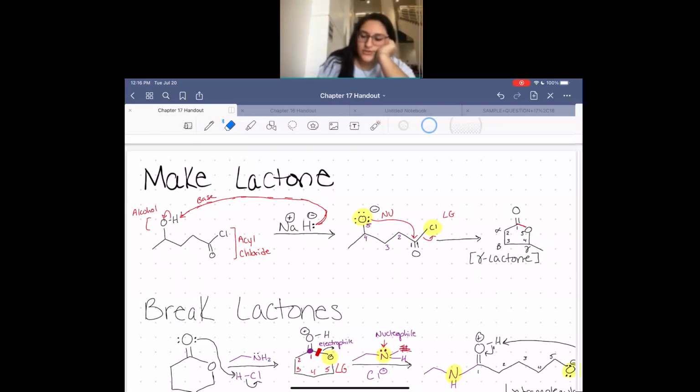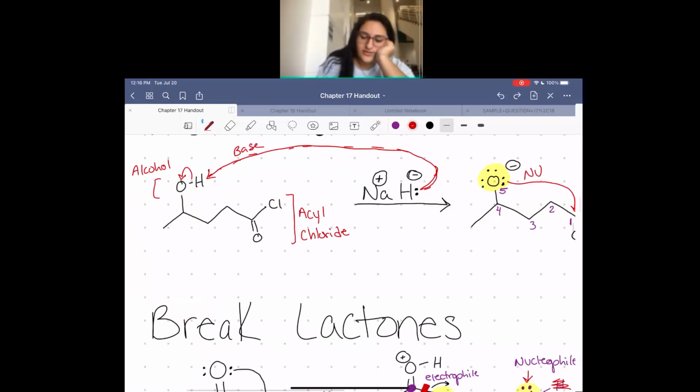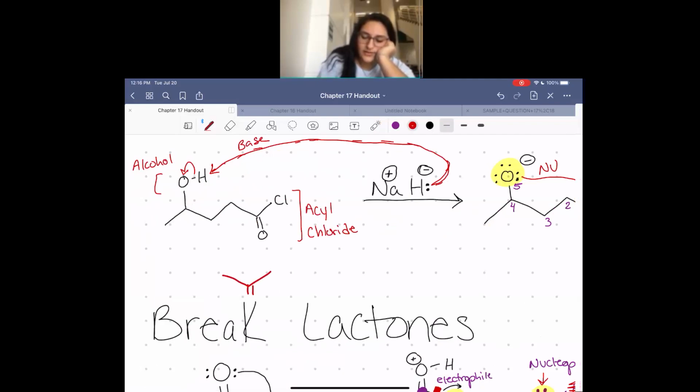We know that in order to form a lactone, we have to start with an OH and a carbonyl, right? Because we have that attack, we form a ring. And to get a gamma lactone, we started with an OH that was over here. If we started with an OH that was here, it would attack and form a 3-membered ring.